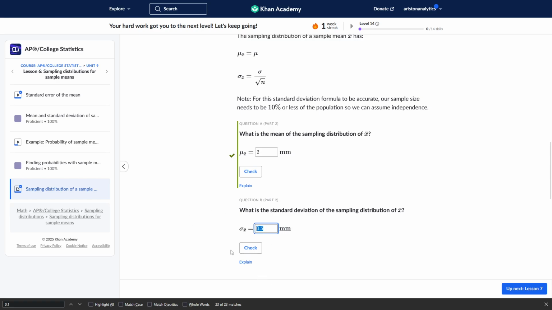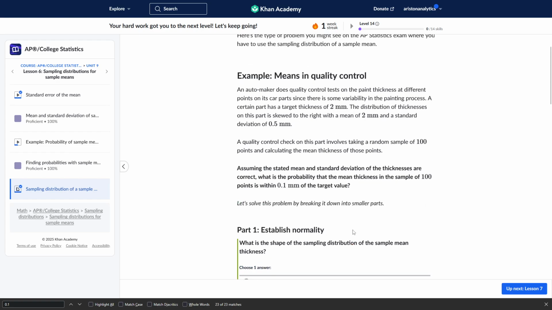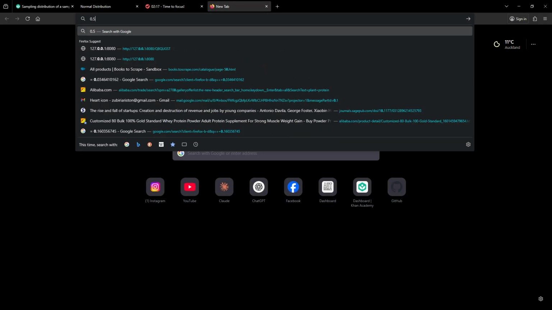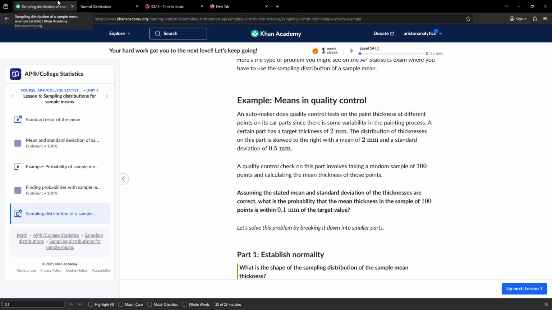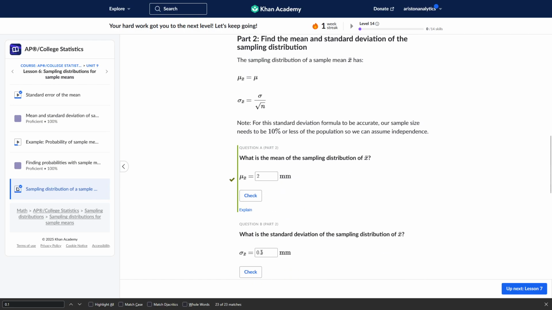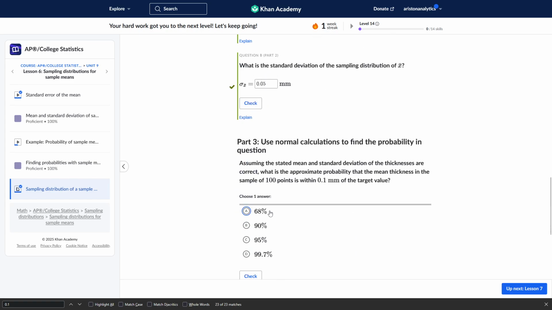No, it's actually going to be 0.5 divided by the square root of 100. So it's 0.5 over 10, which is 0.05.